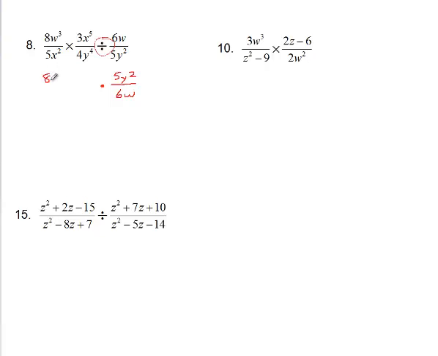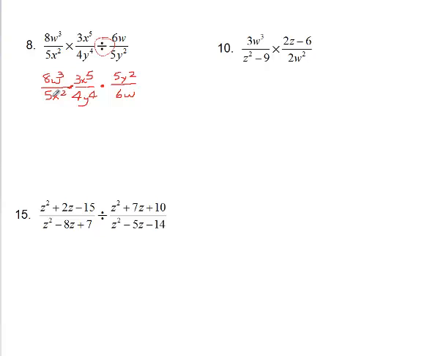And of course the first 2 we just carry down. It's 8w cubed over 5x squared, multiplied by 3x to the 5 over 4y to the 4. Now everything here is multiplied. There are no binomials or trinomials to factor, so we can cross cancel right away. Now some people prefer to multiply the whole thing out and then reduce, or you can cross cancel, whatever you feel comfortable with. Alright, so I'm going to cross cancel as we are dealing with all multiplication.